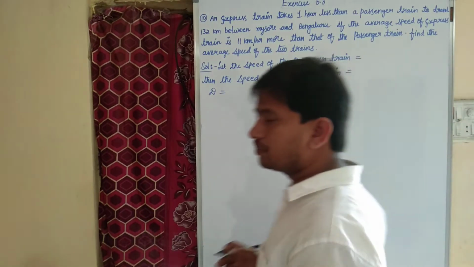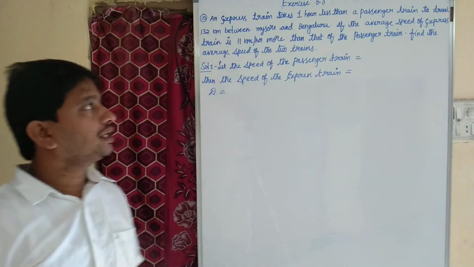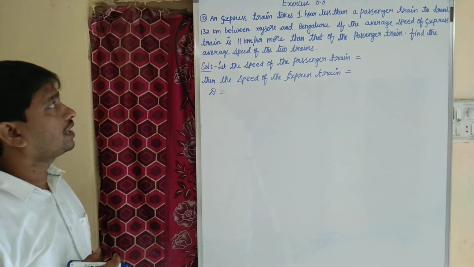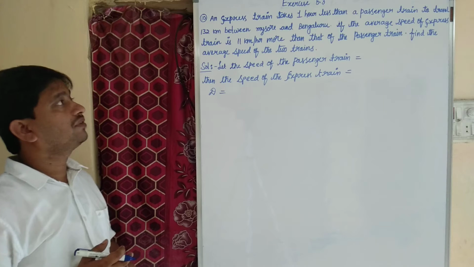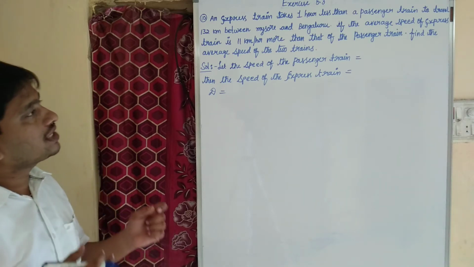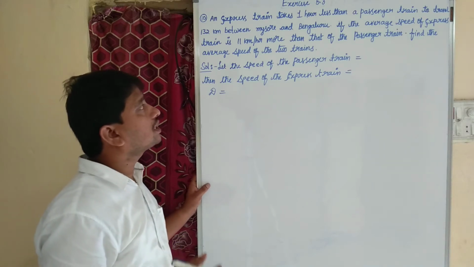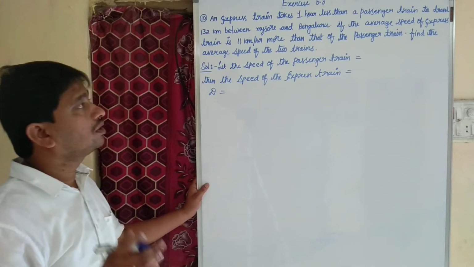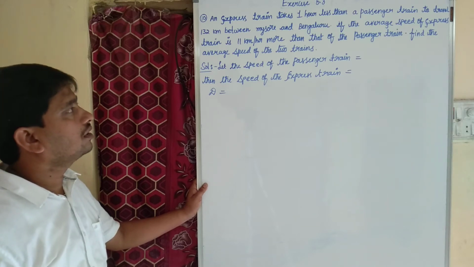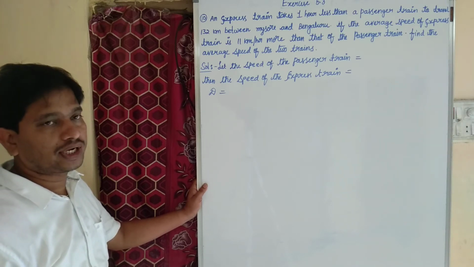Now coming to question number 10. An express train takes 1 hour less than a passenger train to travel 132 kilometers between Mysore and Bengaluru. If the average speed of the express train is 11 km per hour more than that of the passenger train, find the average speed of the two trains.